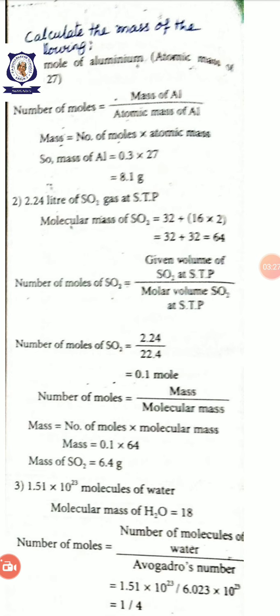Then number of moles of sulfur dioxide is equal to, what is the formula? Given volume by molar volume. Given volume how much? 2.24 liter. Then what is molar volume? 22.4 liter. While you are simplifying this, we make it 0.1 mole. Here 2.24 by 22.4. Just to simplify this, how will we get? See, multiply into 100, we may get 224 and 2240. So automatically while you are cancelling this, 0.1 mole.